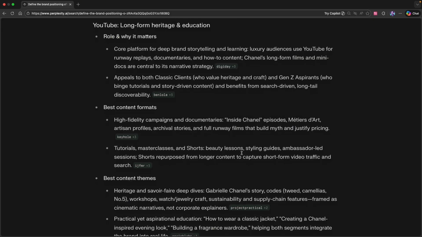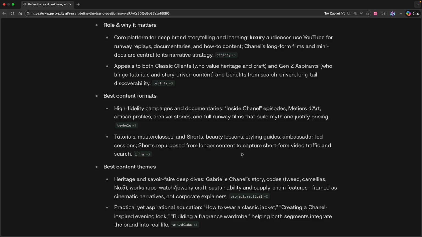So here's your platform strategy. Use Instagram to maintain the image. Use TikTok to hook the youth. Use YouTube to educate the investor. 3 platforms, 3 distinct jobs.